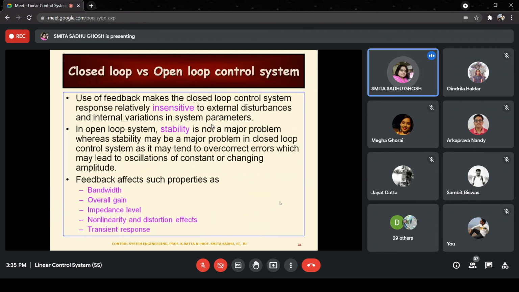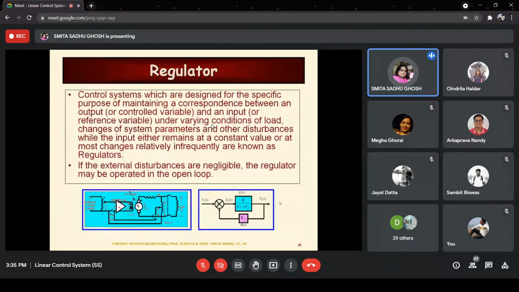So I will be ending over here today because the next slide, as you saw, is a comparison between the open loop and closed loop systems, which I will start in a fresh class. Quite a few slides over there.